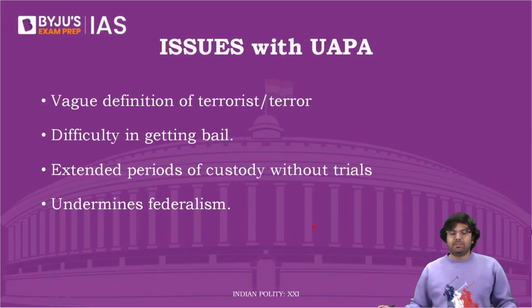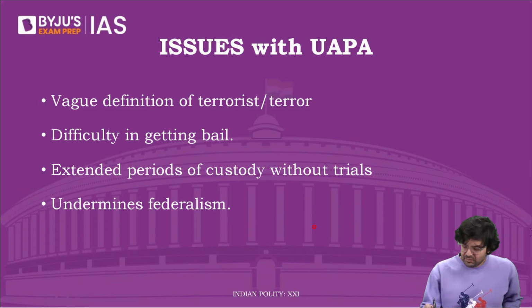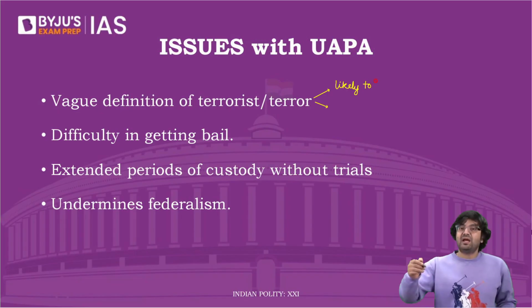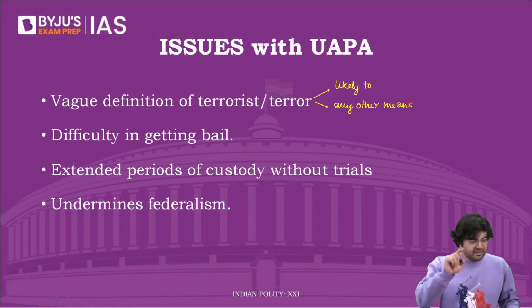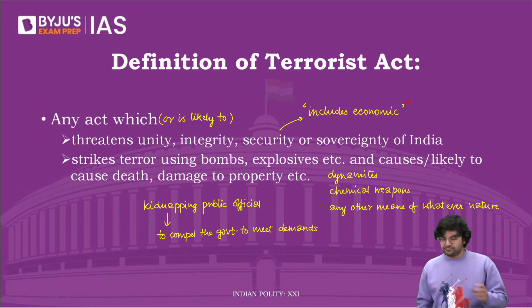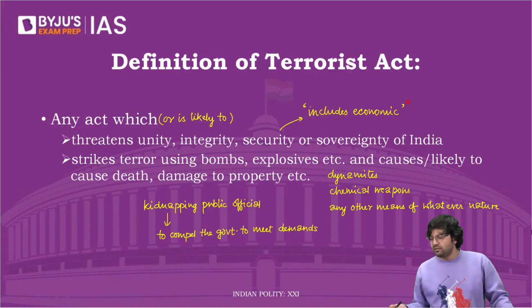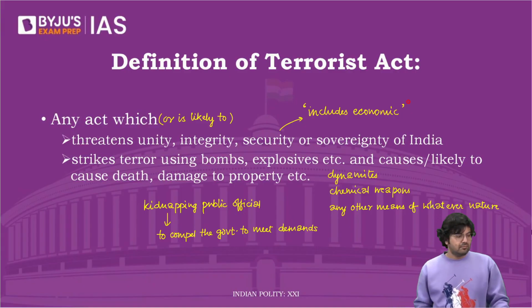Now, what are the issues with UAPA? Number one is a vague definition of terrorist. Things like "likely to cause" is not causing but can possibly cause. Things like "any other means." What is the meaning of all this? Let me explain to you. Let me give you a situation. Vague means something which is not clear. That's called vague. Okay? Unclear.